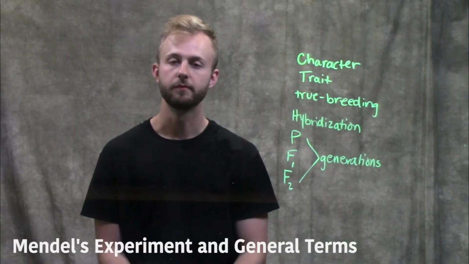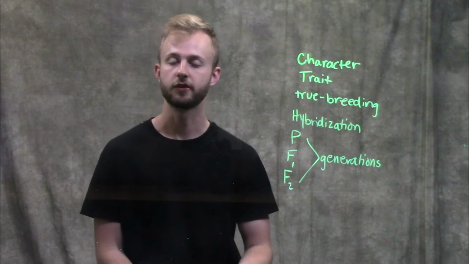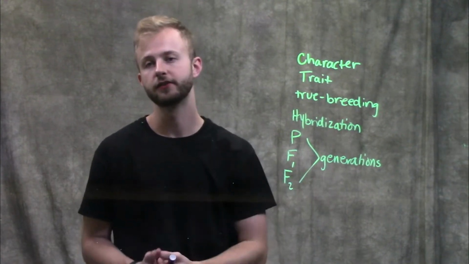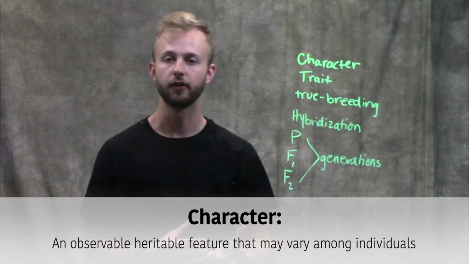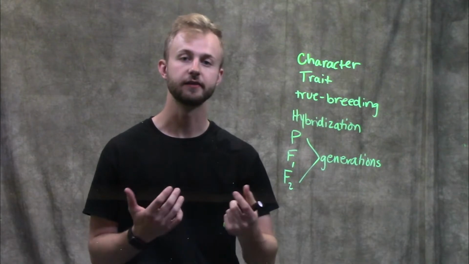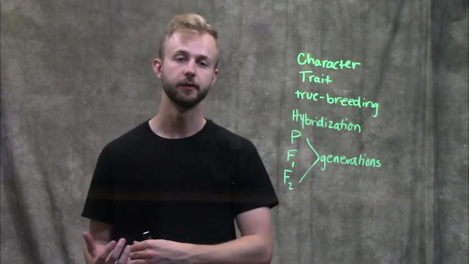This video is going to be about Mendel's experiment as well as some general terms to think about when we talk about genetics. So we'll start with these terms. A character is going to be any heritable feature that varies among individuals, such as the color of a flower, which is what we're going to see in Mendel's experiments.